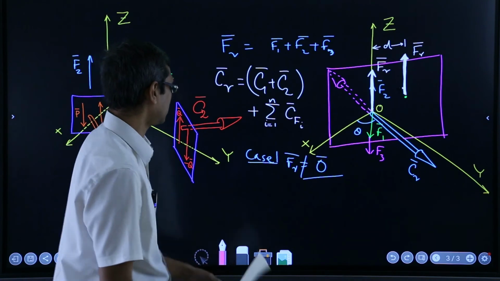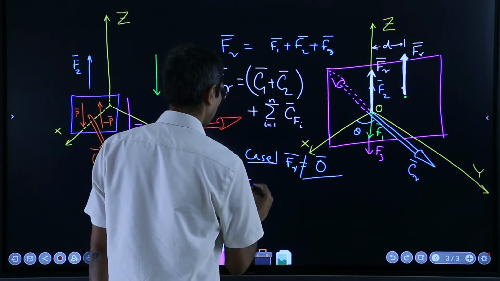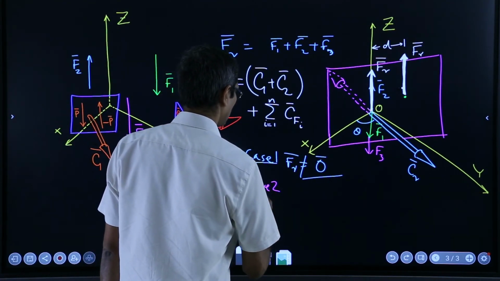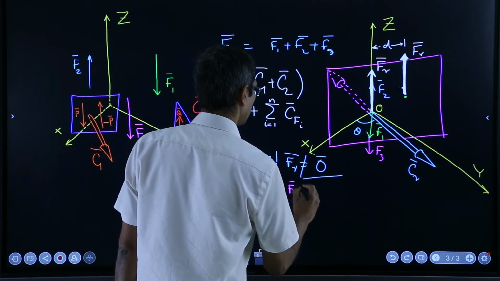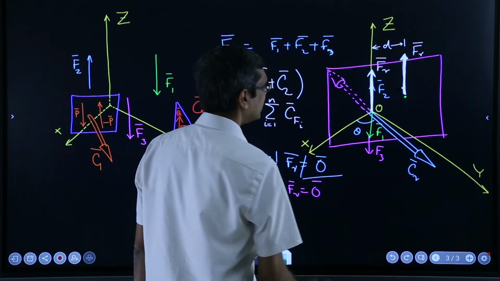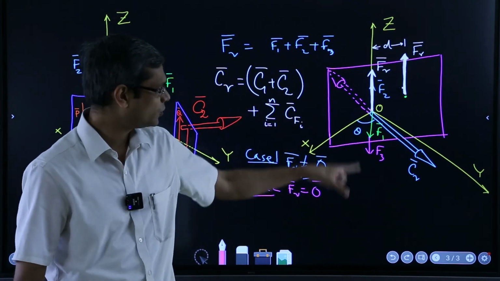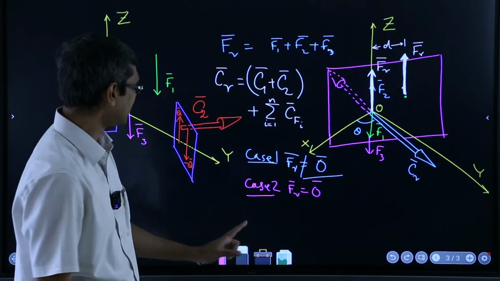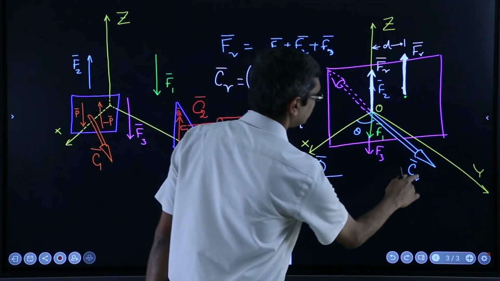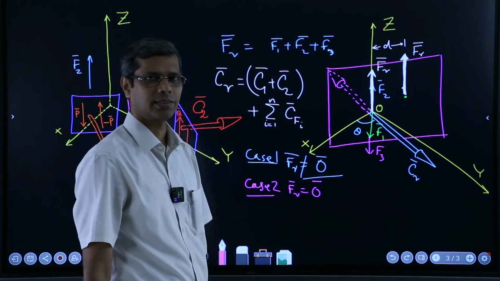And case 2, when Fr is equal to 0, then we can't do anything about the couple moment because we don't have anything to move to nullify this effect. So, in that case we will have to be left with the couple moment which is existing.